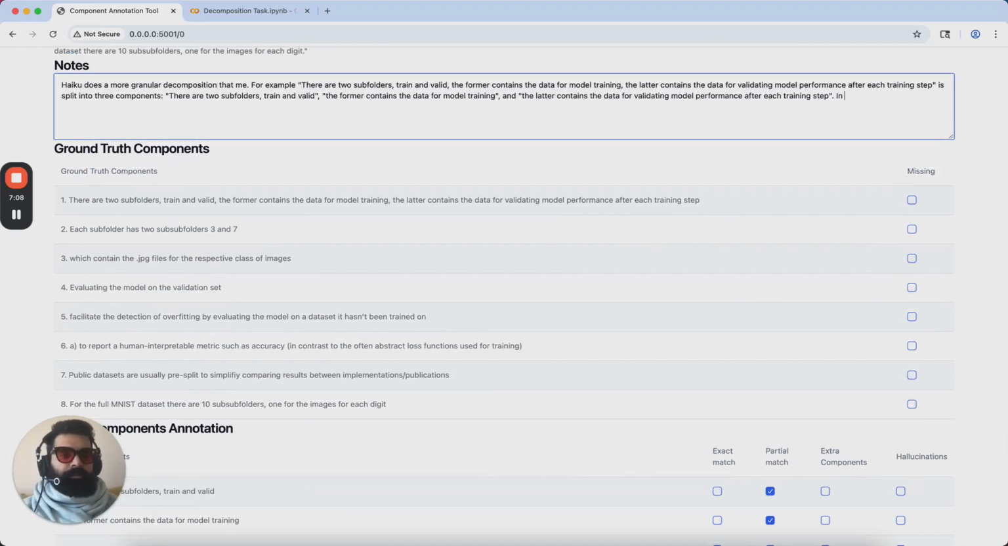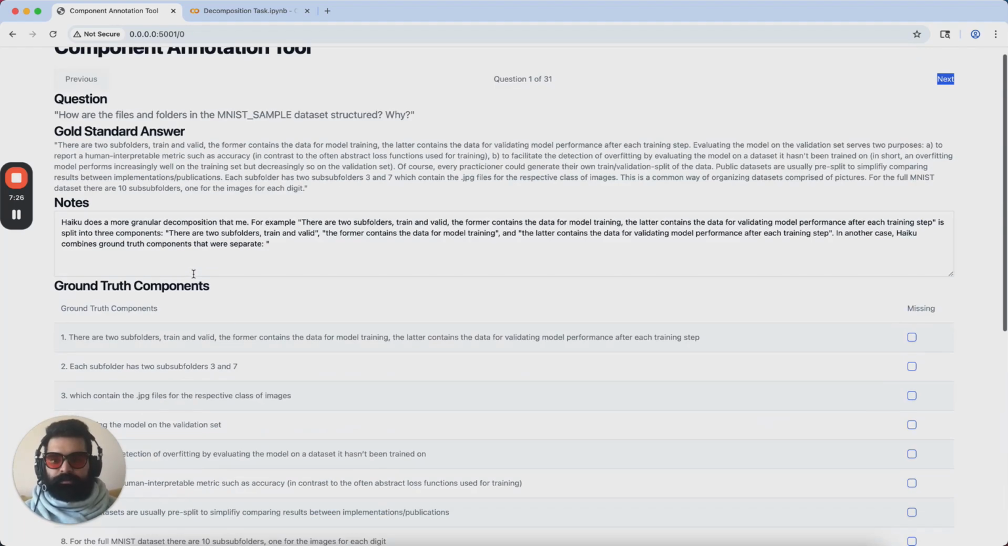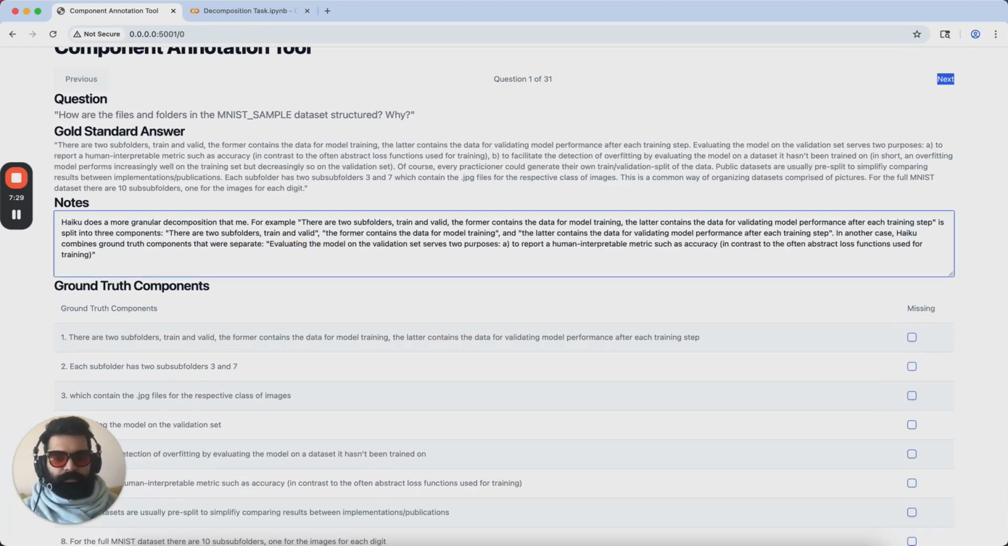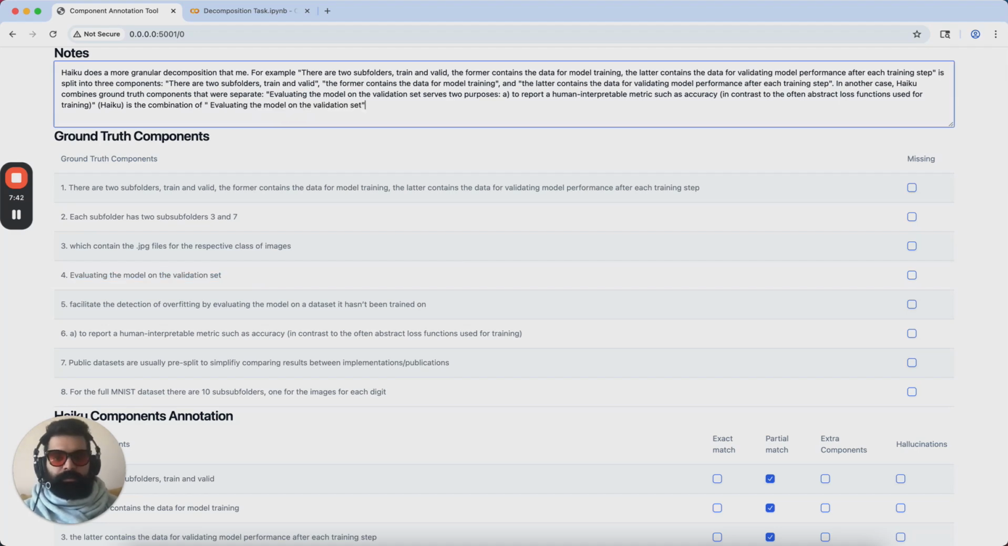And so I'll say in another case, Haiku combines ground truth components that were separate. So this one here, Haiku is the combination of this one and this one.